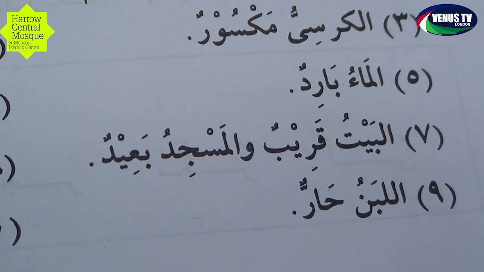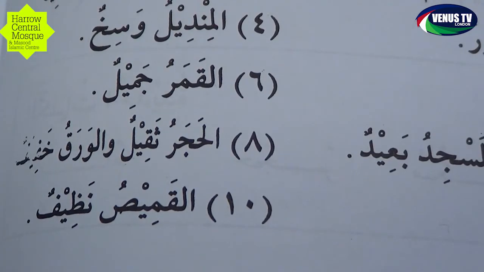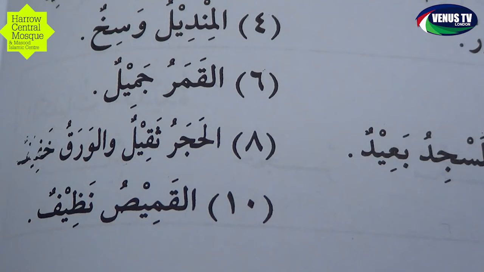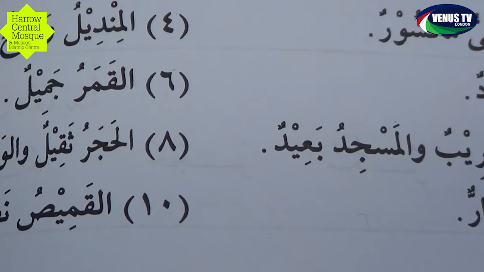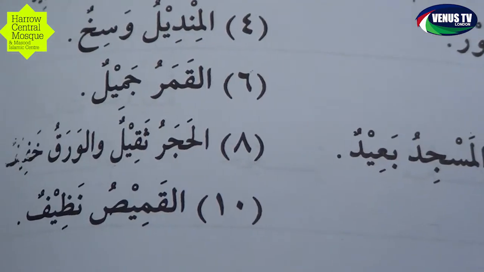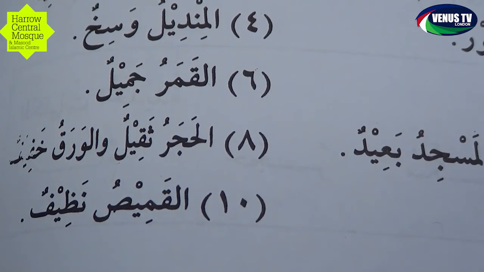Okay, next. Al-Hajaru thaqilun wal-waraqu khafifun. The stone is heavy and the paper is light. Thaqil means heavy, and Khafif means light. So if you're not sure, please put them down on your sheet so that you know what they mean.